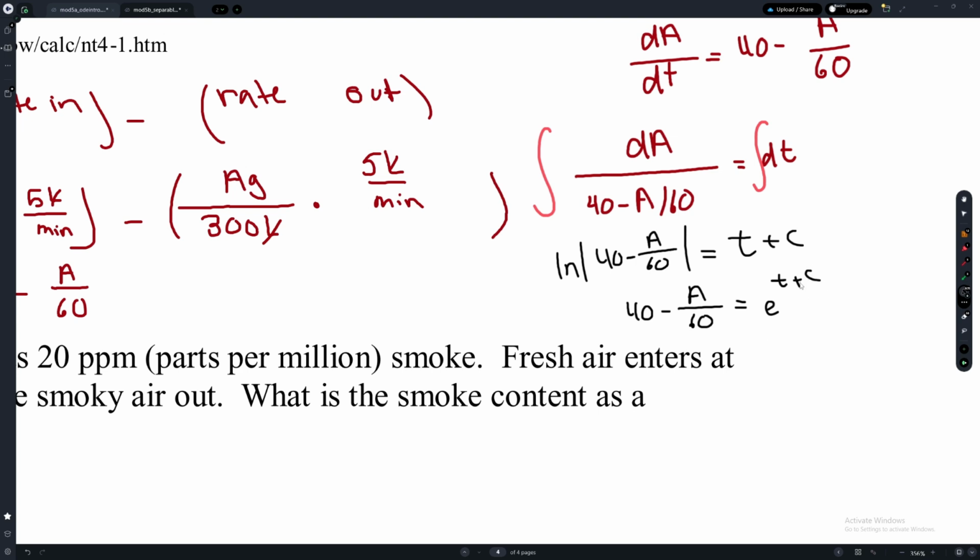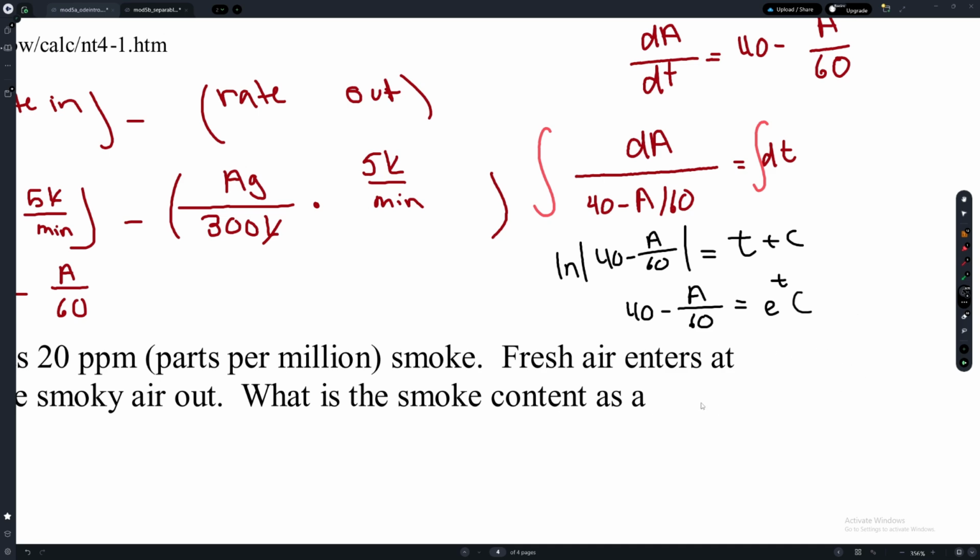But remember how we said this c, we can split it into e to the t times e to the c, which turns into one constant. So what I could do is I'll take this. Oh, I highlighted the whole thing. There you go. Okay. So what I'll do is this times c, which is just my constant. All right. And now we just take this to the other side, times it by 60.